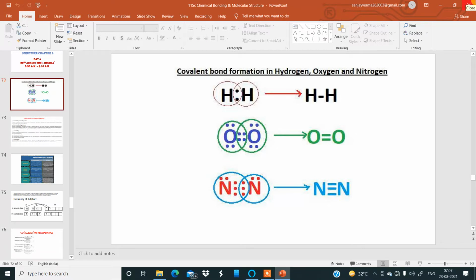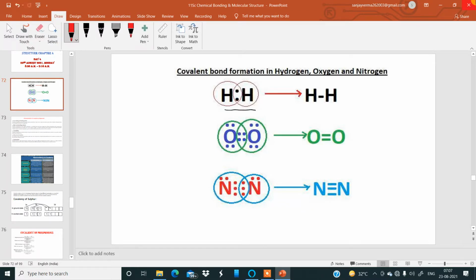On your screen, you can see the hydrogen molecule. It is formed by the mutual sharing of one electron each. Similarly, for the oxygen molecule, two electrons each are shared to form a double bond. For the nitrogen molecule, three electrons each are shared to form a triple bond. In the oxygen molecule, each oxygen atom has a lone pair of electrons, and in the nitrogen molecule, each nitrogen atom has one lone pair of electrons. This was covalent bond formation in hydrogen, oxygen, and nitrogen.